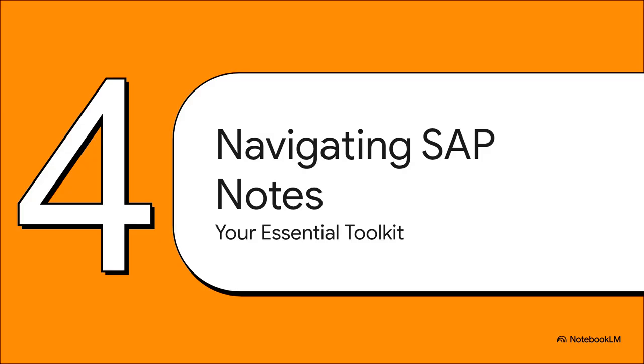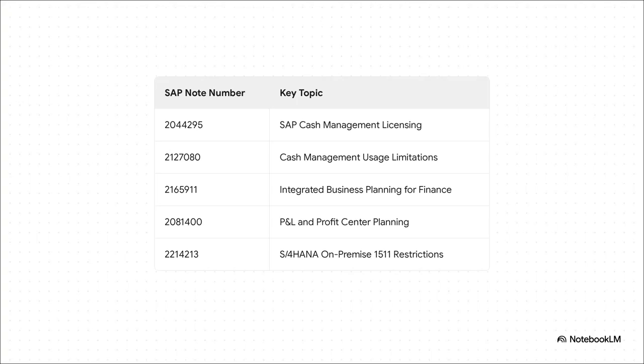Okay, on to Section 4, Navigating with SAP Notes. Here's a good way to think about it. If the migration is your construction project, then SAP Notes are your official building codes and technical manuals. You just can't build this thing correctly without them. This first batch of notes, this is basically your reality check. Before you get too far down the road, you absolutely need to read the note on cash management licensing to see if you're even covered. Or check out the one on S/4HANA restrictions to understand what functionality might be changing on you. This is the official stuff, the documentation that really defines the boundaries of your whole project.